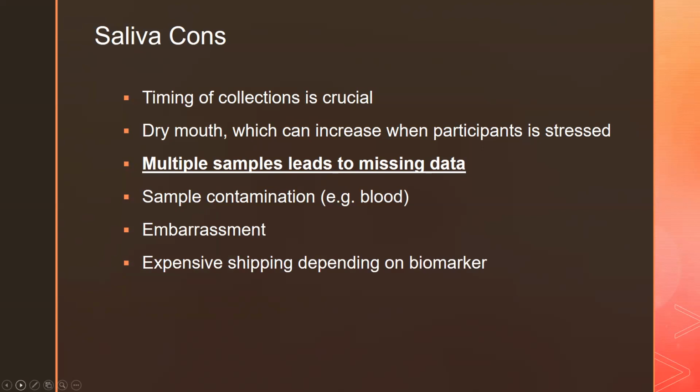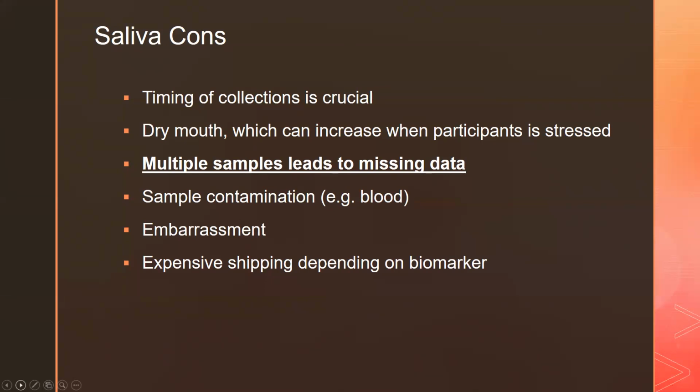It can also be very expensive to ship, depending on the biomarker that you're looking at. They do have to be frozen. If you're going to wait to ship all of the saliva samples at once, they have to be kept frozen, preferably in a negative 80 degree freezer, but definitely in the negative 20. And it gets expensive because dry ice is heavy, making sure that it's properly packed, making sure that you're sending it overnight. So you just can't send it by regular mail.